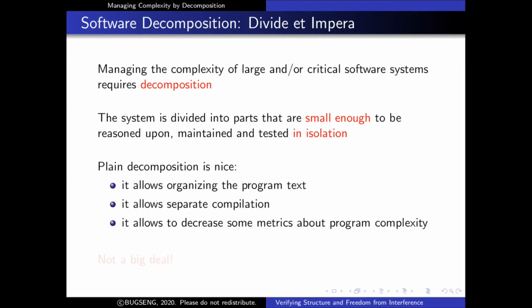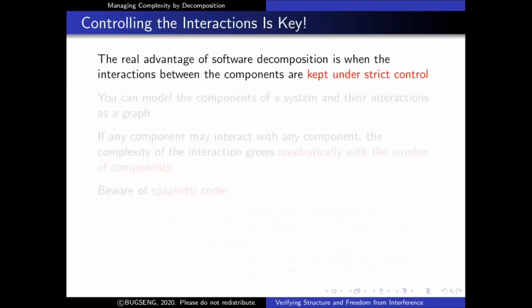So plain decomposition is nice per se. It allows organizing the program text. It's much better to have several small files instead of one giant file. It allows separate compilation. It allows to decrease some metrics about program complexity, but per se, just decomposition is not a big deal. So the real point is controlling the interactions between the parts. So the real advantage is when you keep the interaction under strict control.